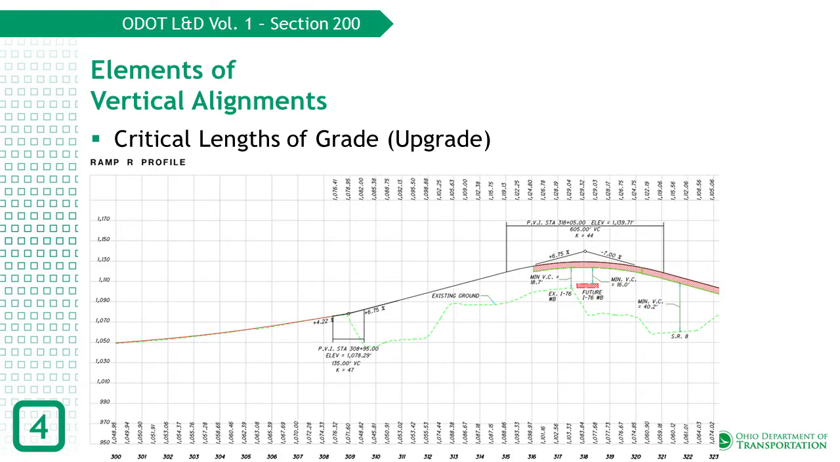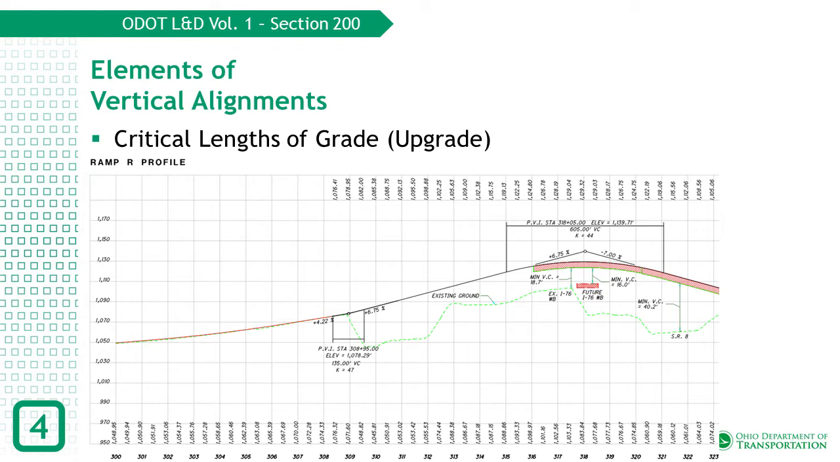Let's look at a real-world example of this concept. This is a proposed profile of a single-lane ramp for a system interchange project in Akron, Ohio. A design exception was taken for this ramp for exceeding the maximum vertical grade. Notice the plus 4.22% grade transitioning into a plus 6.75% grade.